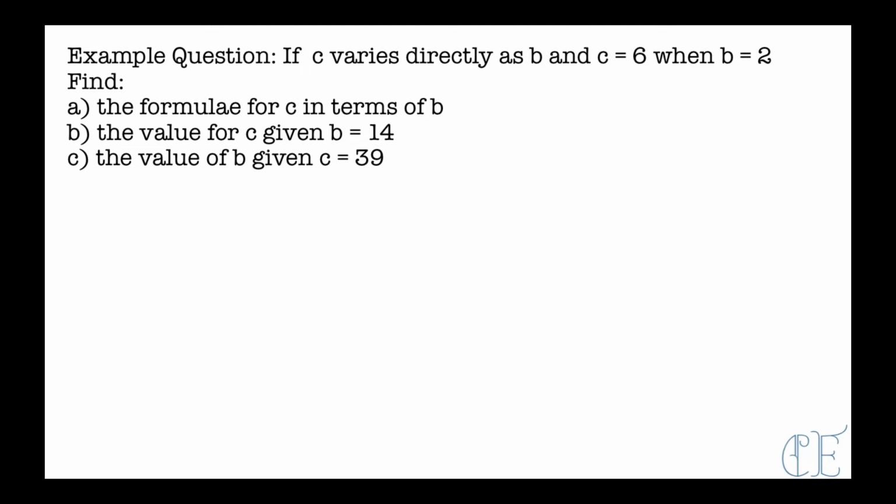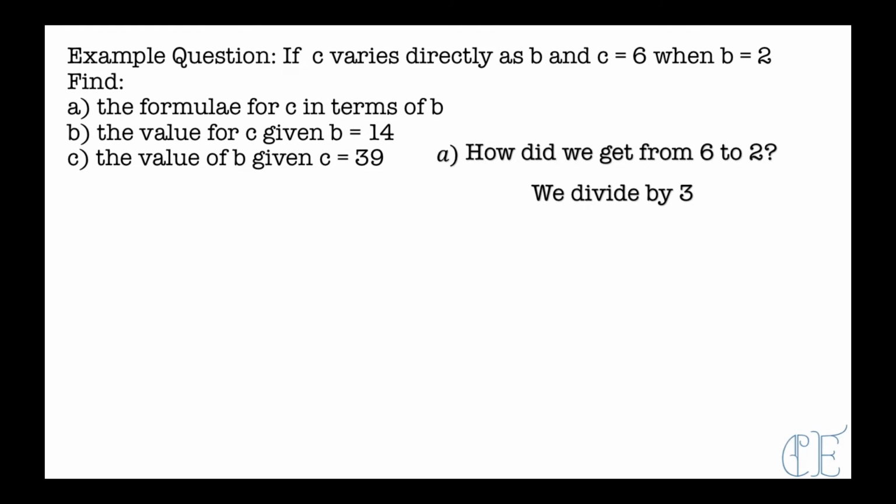If c varies directly as b and c equals 6 when b equals 2, find a, the formula for c in terms of b, b, the value for c given b equals 14, and c, the value of b given that c equals 39. So let's start with a. We need the formula for c in terms of b. So basically it's exactly the same as what we've just been working out. How do we get from 6 to 2? Well, to get from 6 to 2 we need to divide by 3.